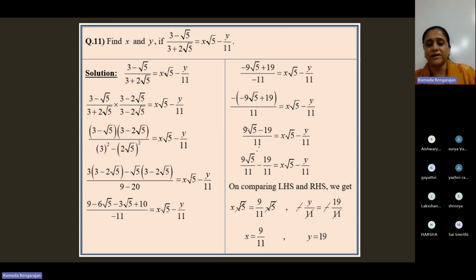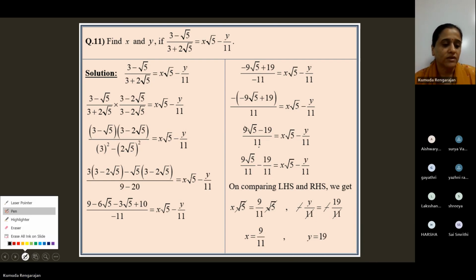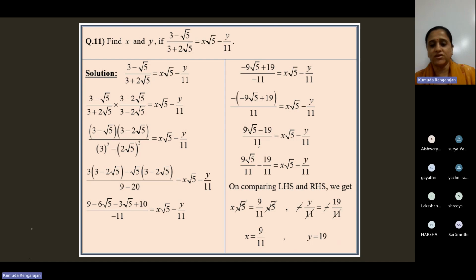9 root 5 by 11 minus 19 by 11 is equal to x root 5 minus y by 11. Now compare the left hand side and the right hand side. Compare the LHS and RHS. X root 5 is equal to 9 root 5 by 11. So root 5 and root 5 get cancelled. X is equal to 9 by 11. Similarly, minus y by 11 is equal to minus 19 by 11. So minus minus cancels, 11 cancels, y is equal to 19.